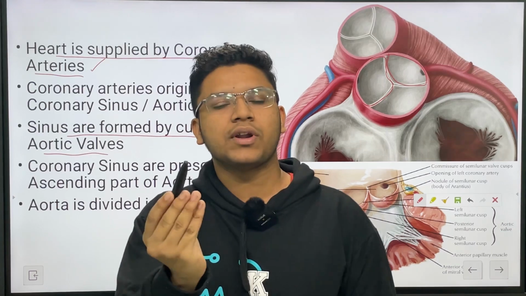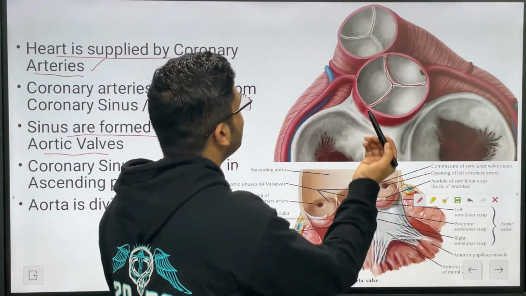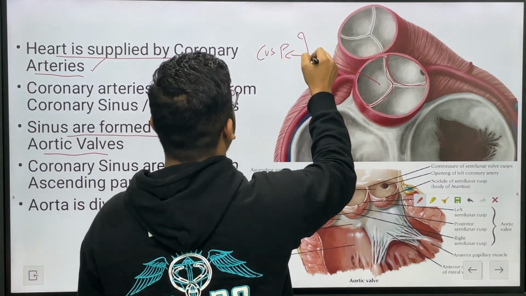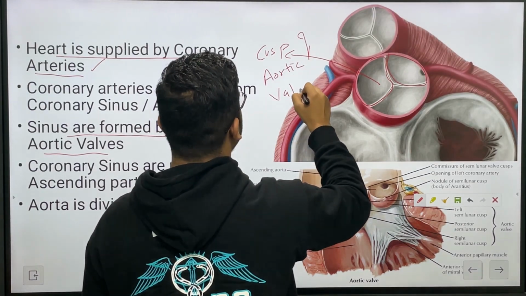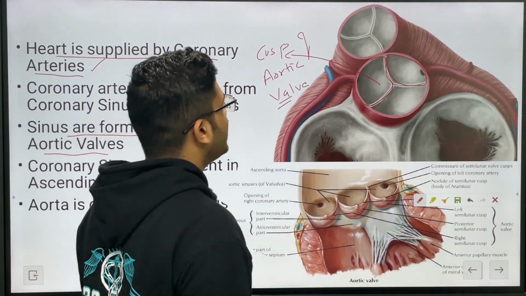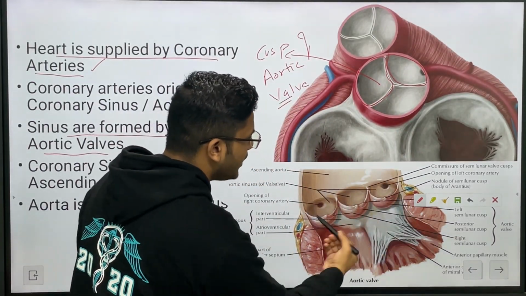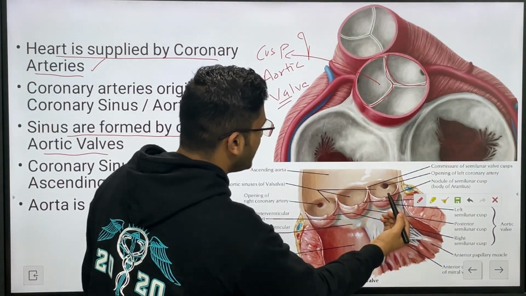The main question is who forms the coronary sinus? Your coronary sinus is formed by the cusp of aortic valve. This is what is forming your coronary sinus. Here you can see the valves of aorta, that's the aortic valve, and these are the cusp of aortic valve.